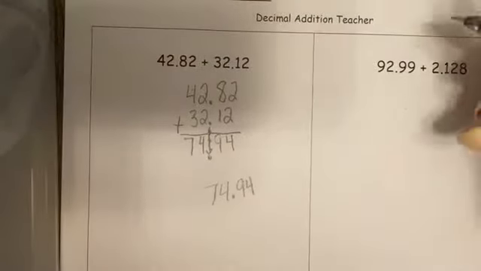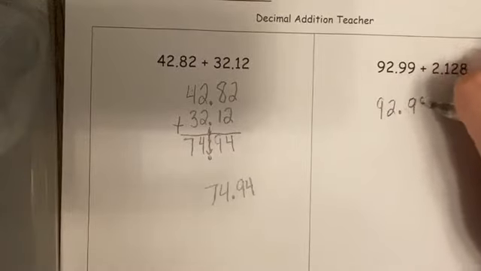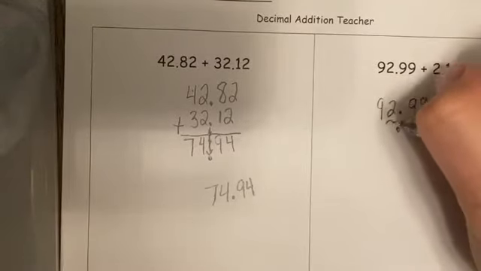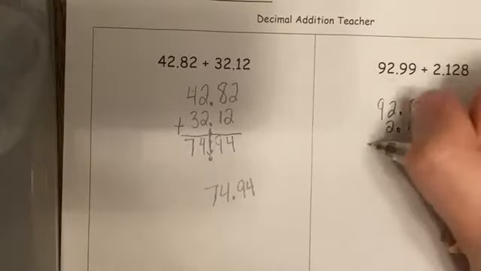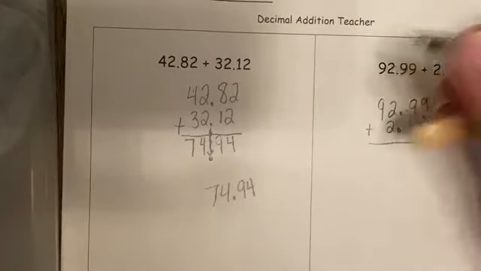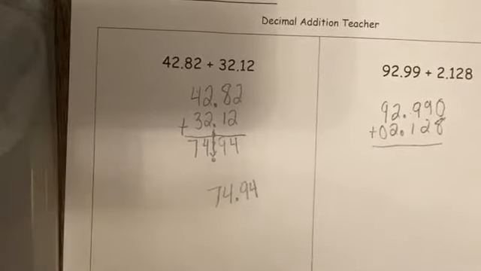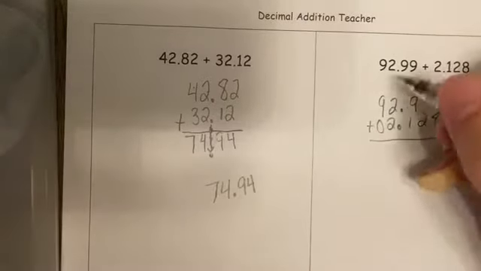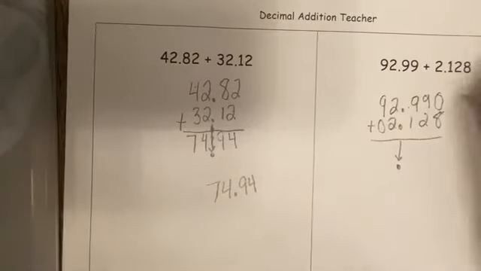Okay, so this one. Now I'm going to line my decimals up. And if I look, they don't completely match up, right? So anywhere that there is a number missing, I add a 0. Okay, because those are always represented by placeholder zeros. Now once I've lined up, I will bring my decimal down. And then I can add.